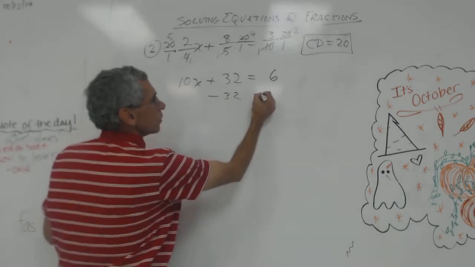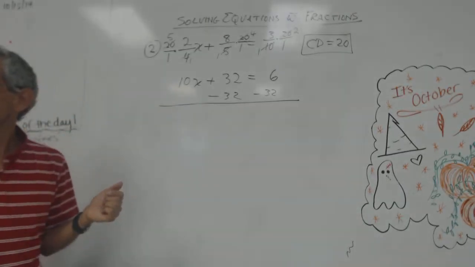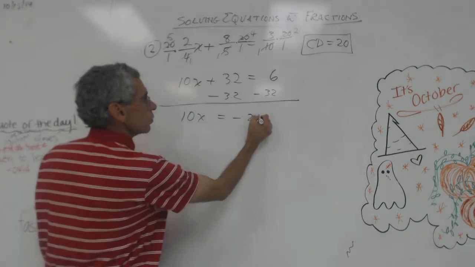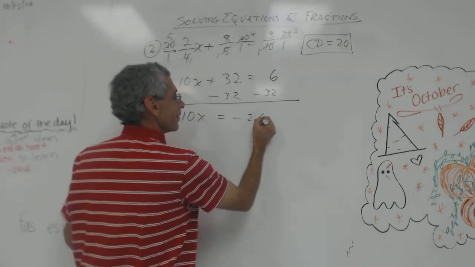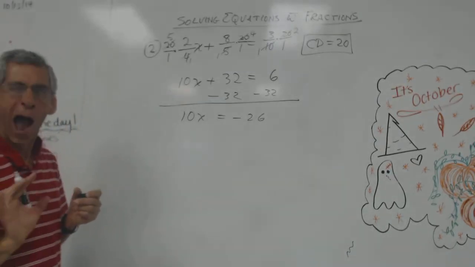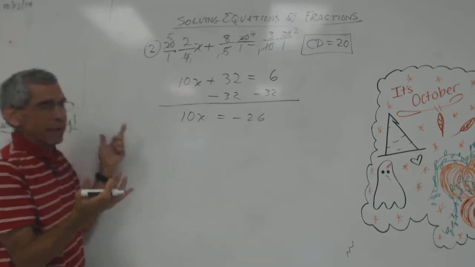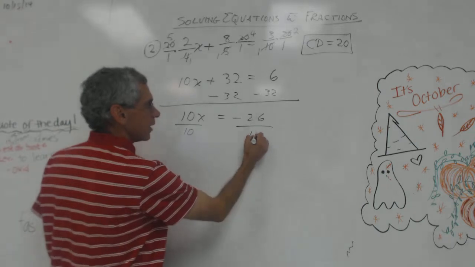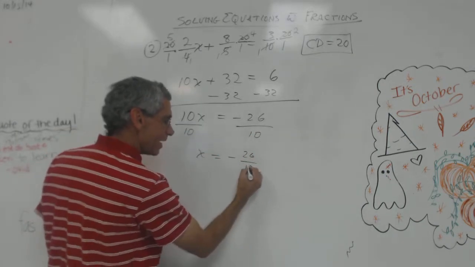And so now it's really easy. Minus 32, minus 32. Everybody knows that 6 minus 32 is negative 26. Negative 24? Negative 26. Just checking. You're so wrong, Derek. I'm so wrong. Okay. All right. So now what? You have to divide by 10. So I got x is equal to negative 26 over 10, and I'm done.